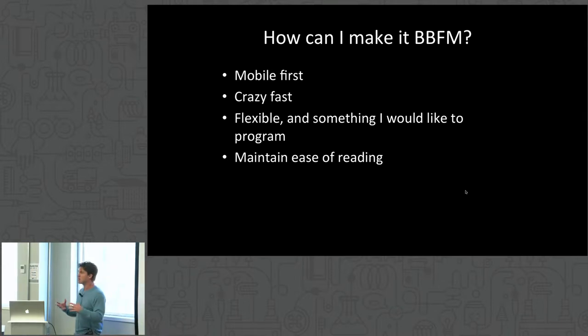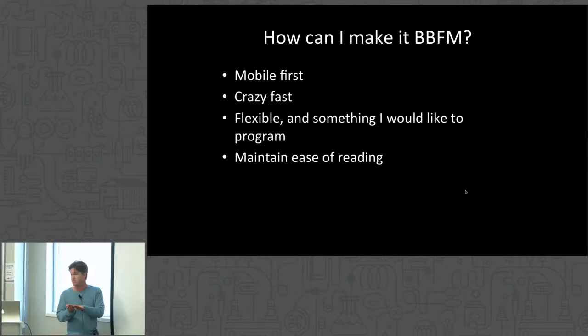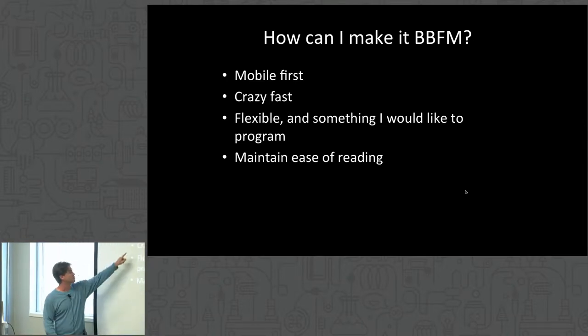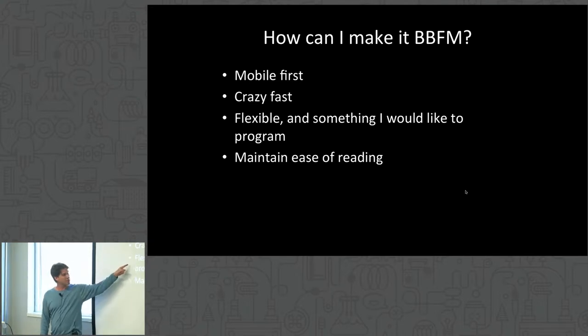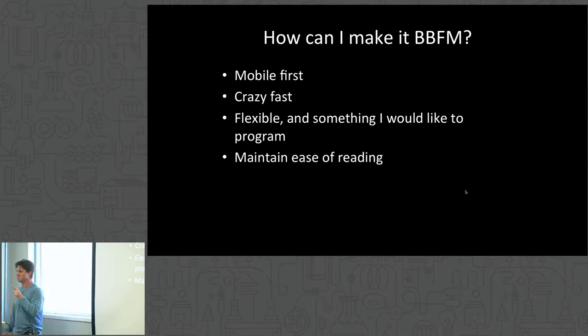And part of this was, Tim back there, he beats me up a little bit on this, not horribly, but he's like, you need to be mobile first, Paul. You're right. So everything that I'm doing here needs to render as fast on my cell phone. Like, we can't take any shortcuts by using desktop browser, right? So it needs to be crazy fast. Needs to be flexible and something I would like to program, right? There's a lot of stuff we could also do that's so inane, it's stupid, right? So let's do something that's fun, and then I want to maintain the ease of reading.